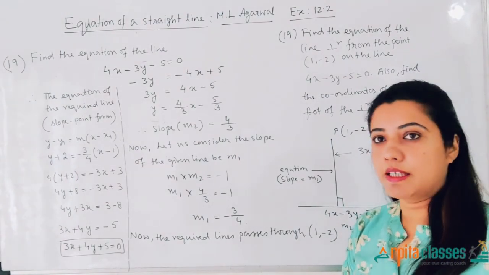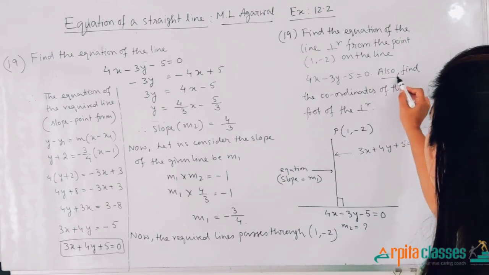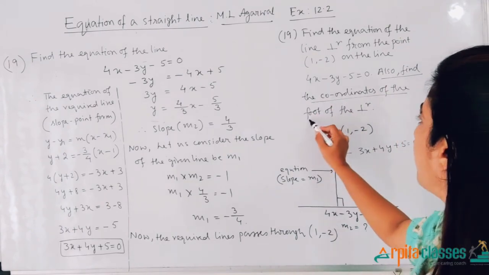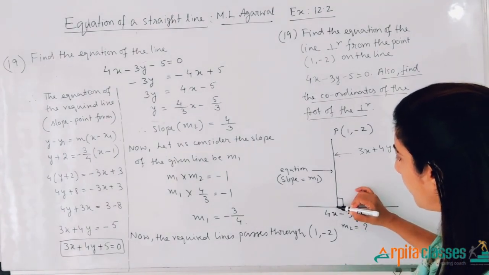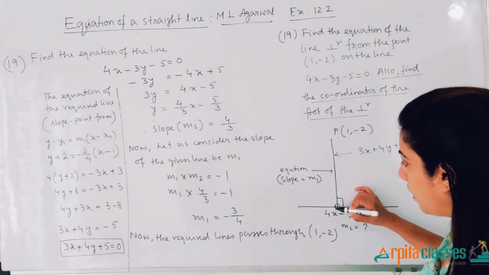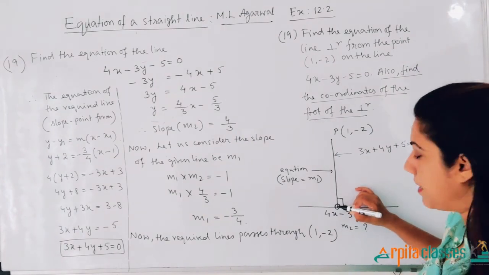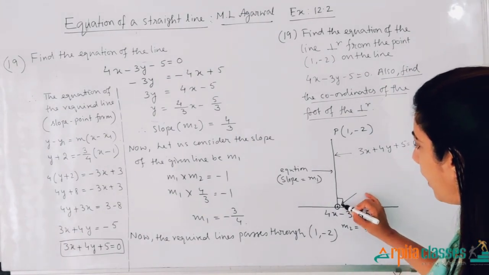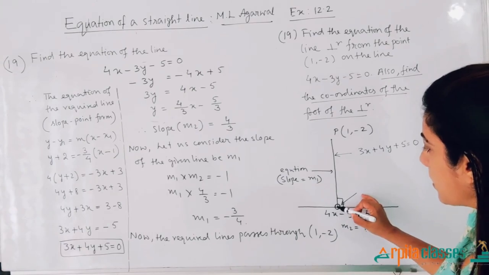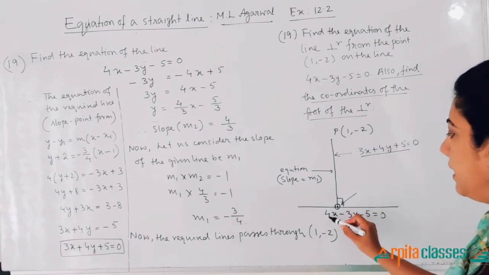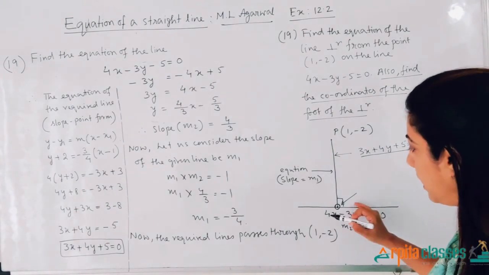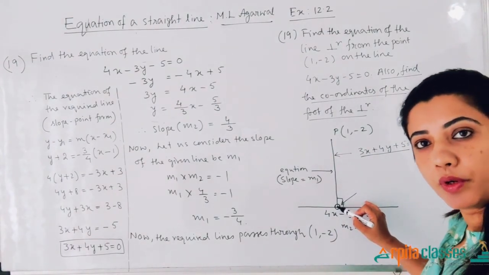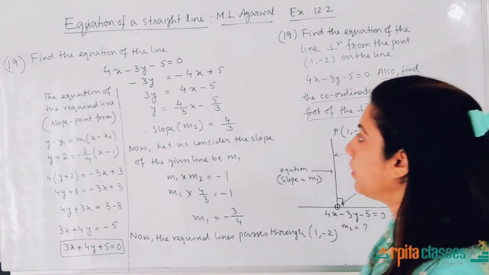This is the first part. Now the second part, they are saying also find the coordinates of the foot of the perpendicular. The coordinates of the foot of the perpendicular is this point, so we have to find out the coordinates of this point. This is the intersection point between this line and this line. So if we can solve these two equations simultaneously and get the intersection point, we can get the foot of the perpendicular. So let me do the next part.